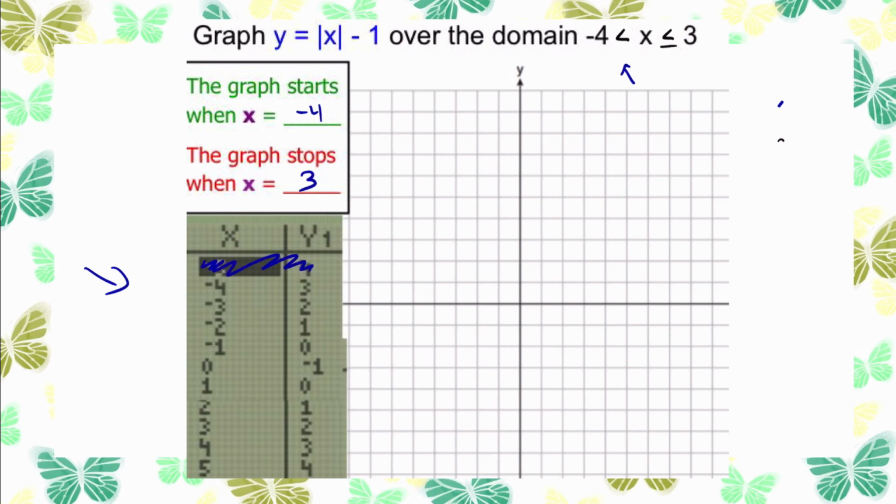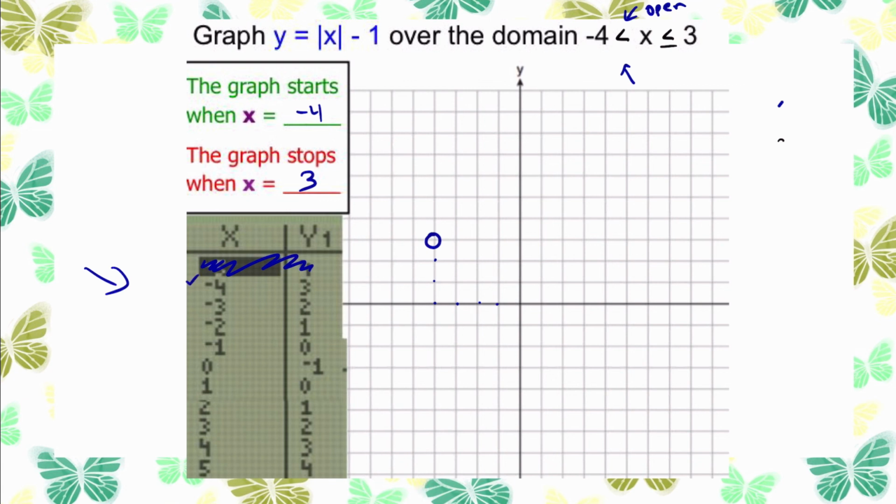And do I want an open circle or a closed circle for my first point? Open. There's no line underneath. So -4 is -1, 2, 3, 4, up 3, 1, 2, 3. Open circle. And then I just keep plotting.